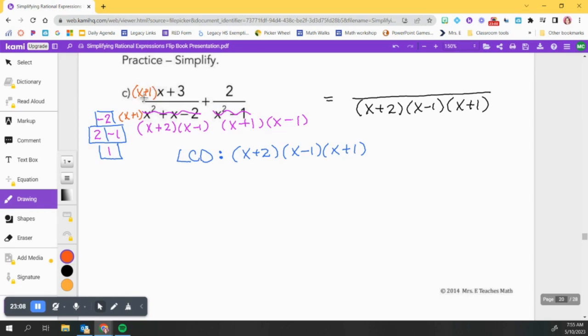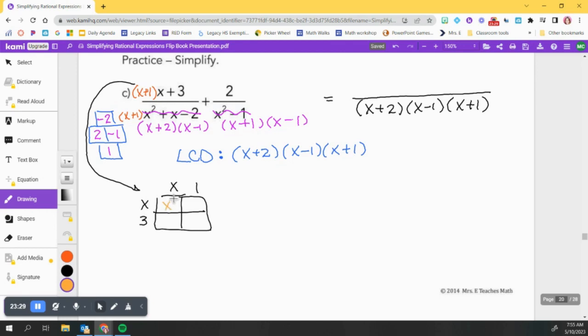Okay. The way that we do that is either FOIL or box, because that's 2 by 2. That's a binomial times a binomial. So I'm going to actually write that out down here because I have a little bit of space. Remember, when we multiply polynomials together, we were using the box method to try to keep us organized.